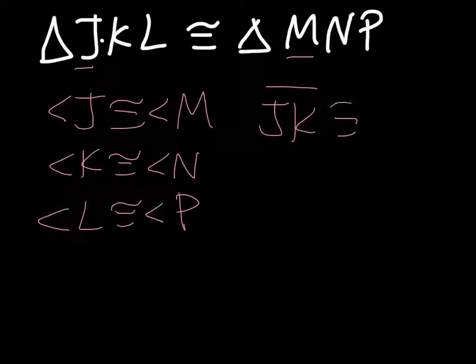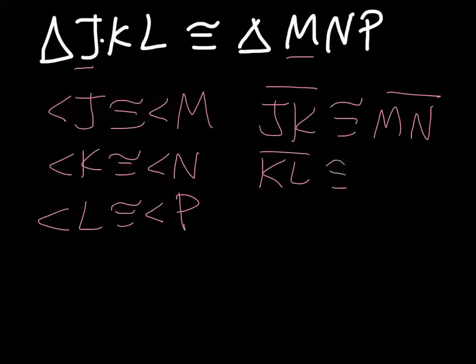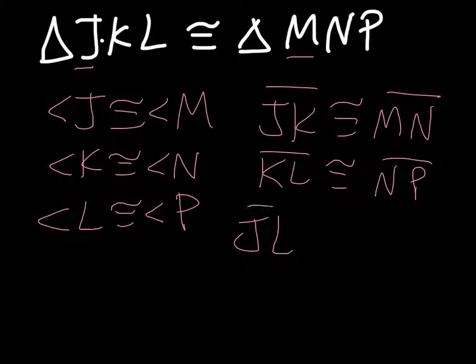And the sides, I can do the same thing. JK is congruent to MN. I also could say that as KJ is congruent to NM. I can reverse the order. Side KL is congruent to NP, and side JL is congruent to MP.